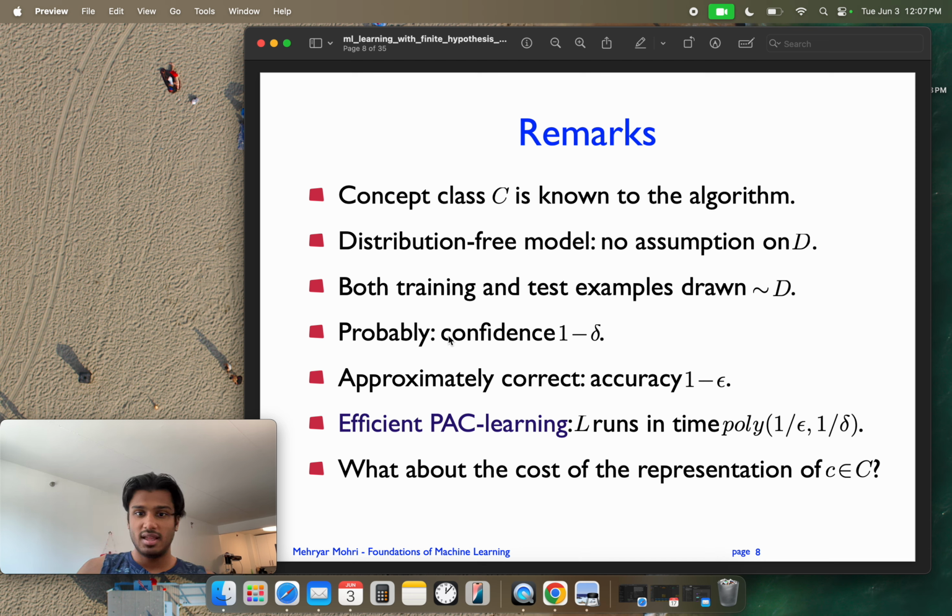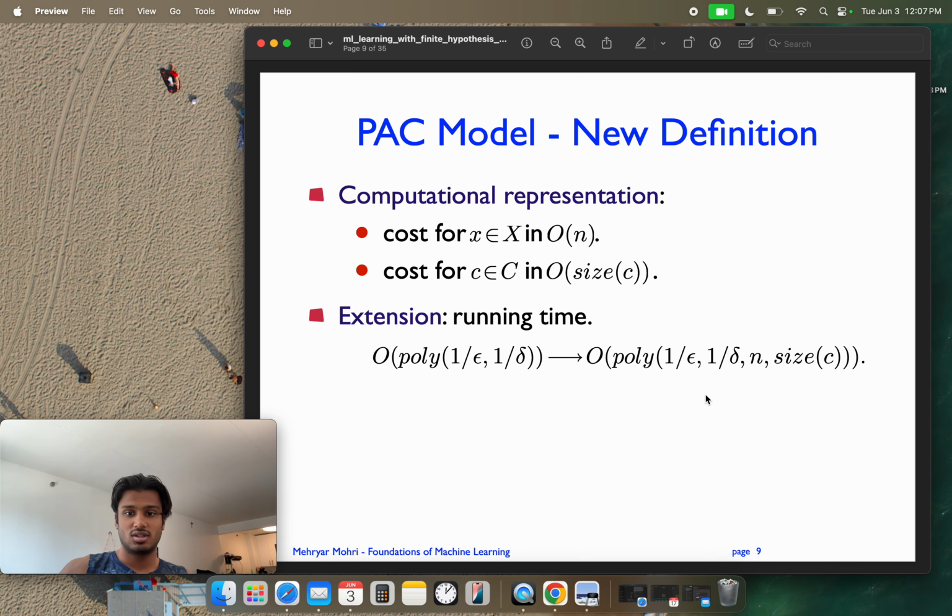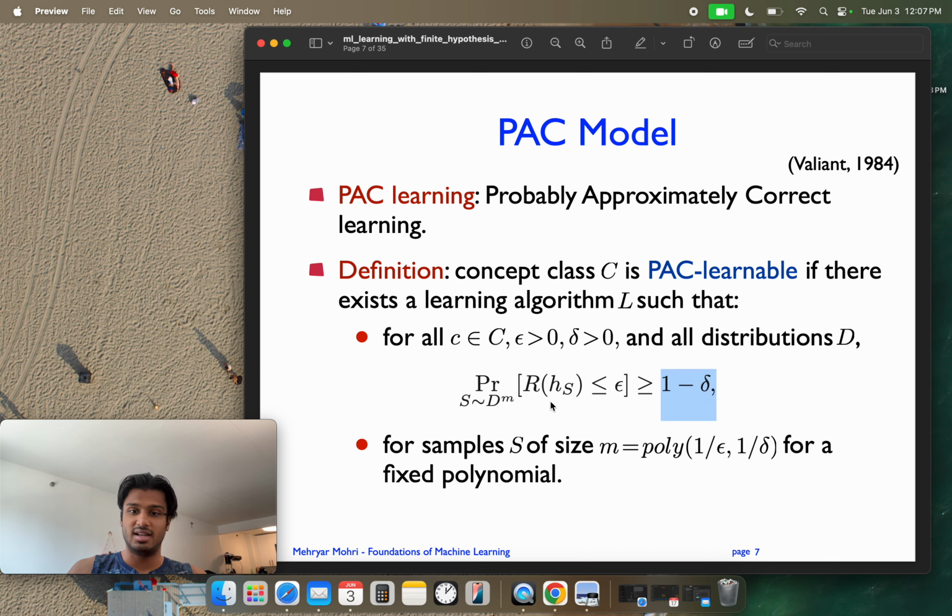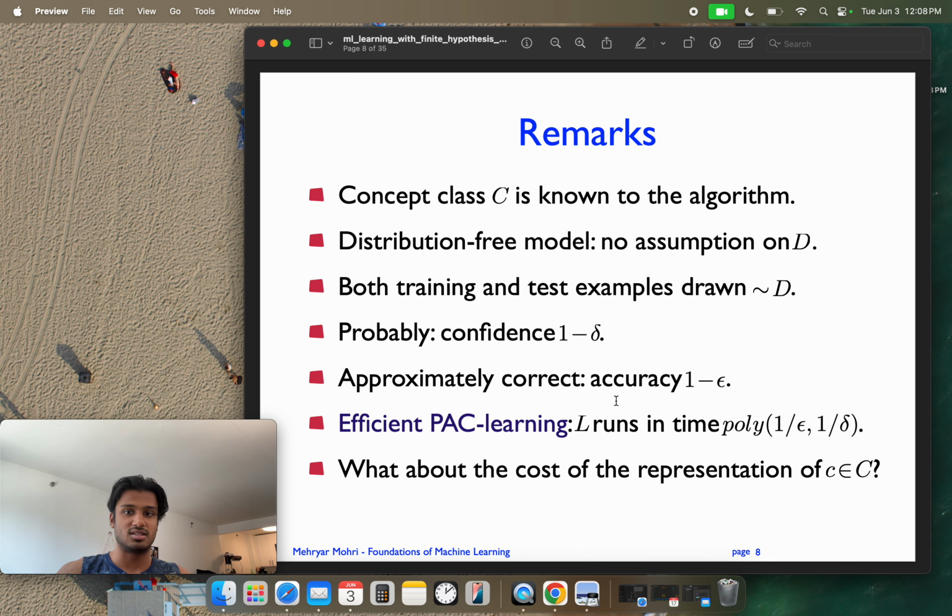We have the probability, confidence greater than 1 minus delta, and approximately correct, that is, accuracy greater than 1 minus epsilon. So this part is the probability, and this part is the approximately correct. With high probability, it is approximately correct. That's why it's called PAC-learnable. An efficient PAC learning algorithm would also run in polynomial time in 1 over epsilon and 1 over delta.